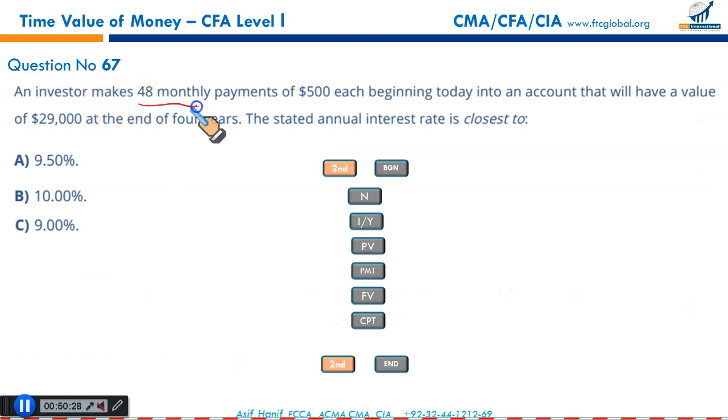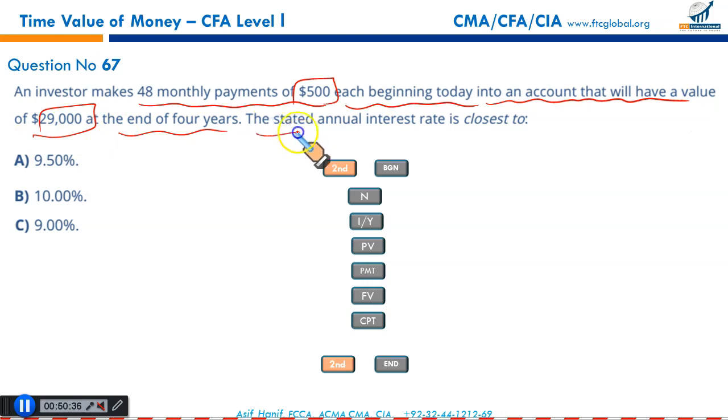An investor makes 48 monthly payments of $500 each beginning today, annuity due, into an account that will have a value of $29,000 at the end of 4 years. The stated annual interest rate is closest to. Now, $500 is the periodic payment. We're talking about 48 such payments.